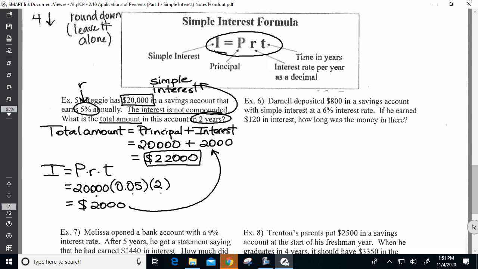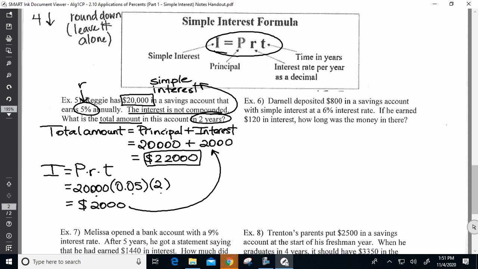So an interest rate is a percentage. Time is how long something's happening, so years, months. And then the principal is how much you're depositing, how much you're putting into a savings account, and so forth. So after you read the problem, then you have to look at the context clues in the problem.